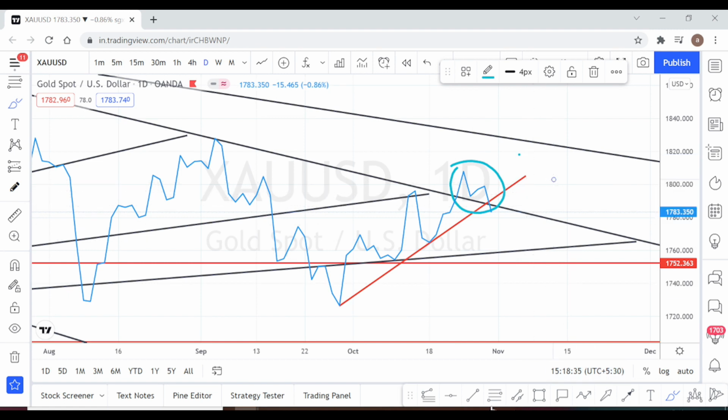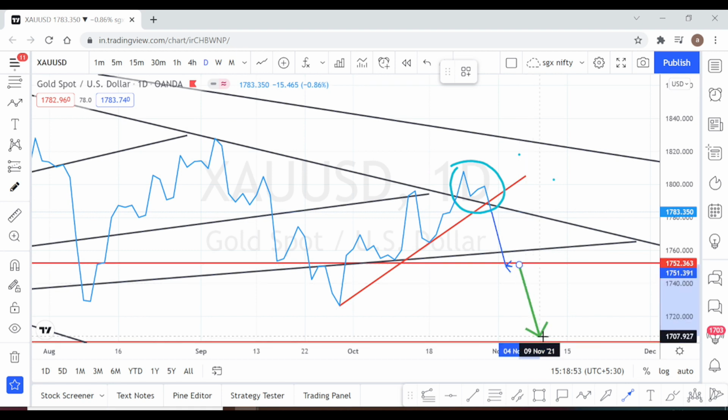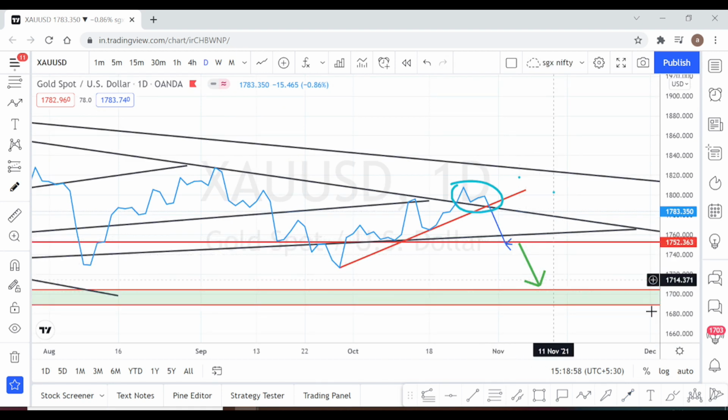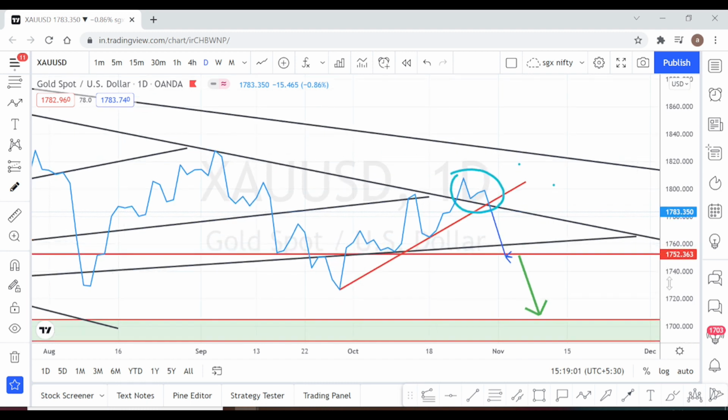So we can expect a trend reversal to happen, and from here to test this support line over here. If this support line doesn't hold, we can expect a further fall in this currency pair and a test of the support line from the weekly time frame. So this is what my expectation is.